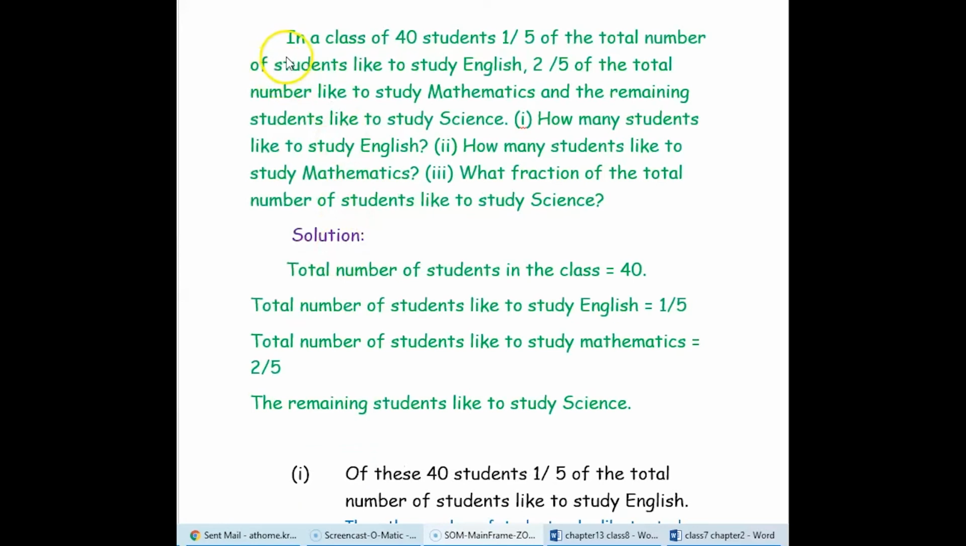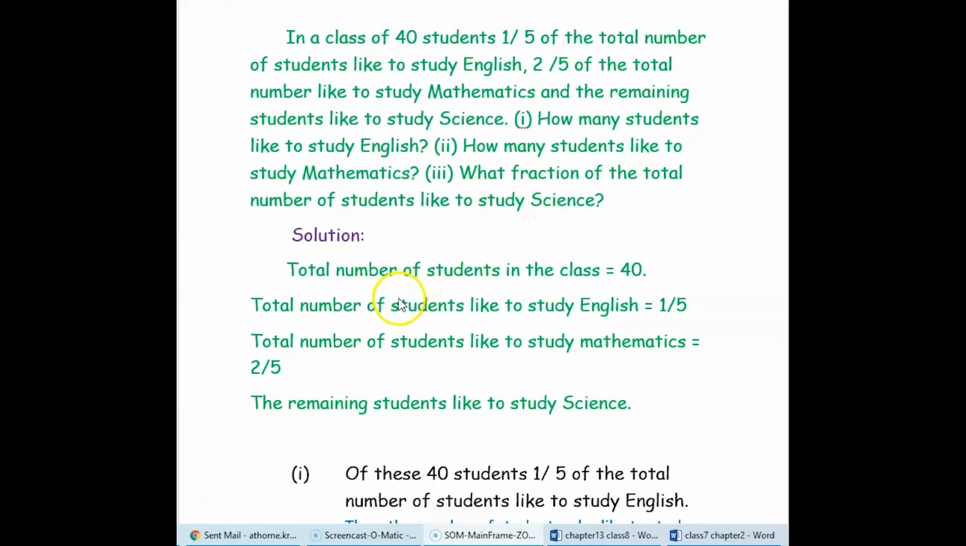See one more example. In a class of 40 students, 1/5 of the total number of students like to study English, 2/5 of the total number like to study mathematics, and the remaining students like to study science. So how many students like to study English? How many students like to study mathematics? What fraction of the total number of students like to study science?